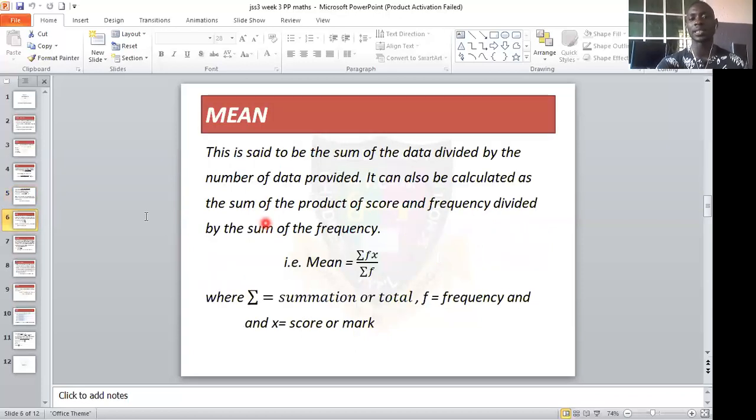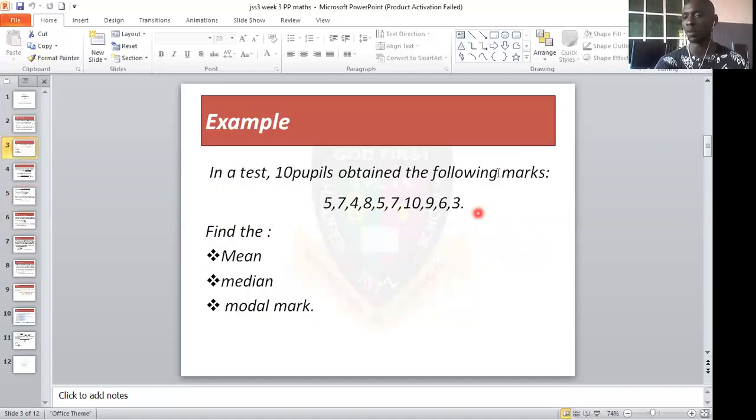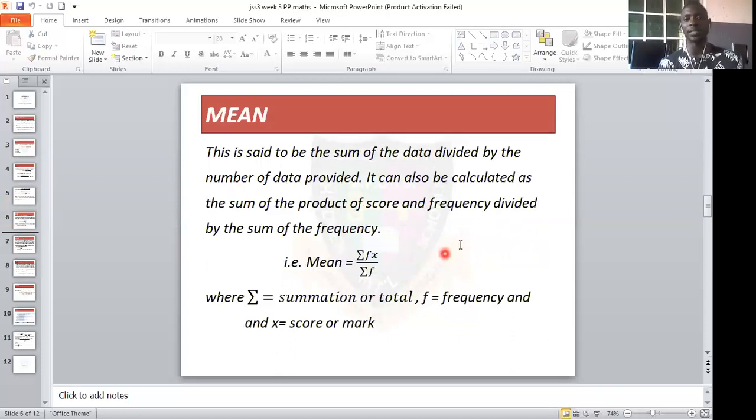So we go to the topic proper. We look at how to calculate the mean in case you're given a frequency. In the earlier case, I was just giving a set of data, but now we're looking at how to calculate the mean whereby you have a frequency given. This is the sum of data divided by the number of data provided. As said earlier, the sum of all the data over the number of set data.